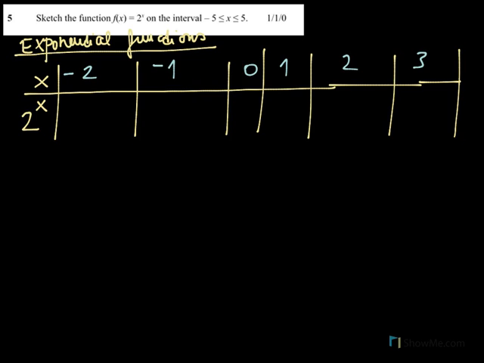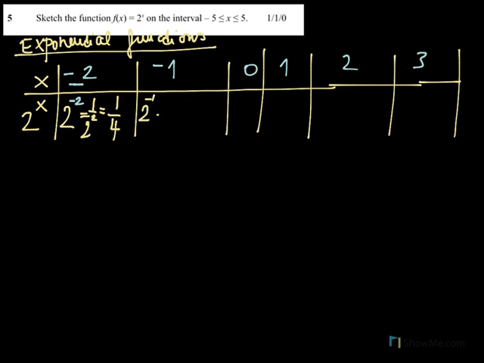So let's evaluate what's the value of the function for negative 2. I have 2 to the power of negative 2. Remember, this exponent is now given here by the first row. So this is 2 to the power of negative 2. I have a negative exponent. Anytime I see a negative exponent, I think of 1 over. So 1 over 2 squared, and that is equal to 1 over 4.